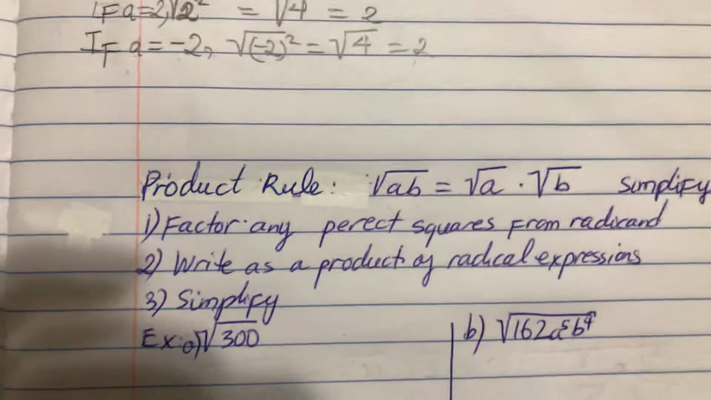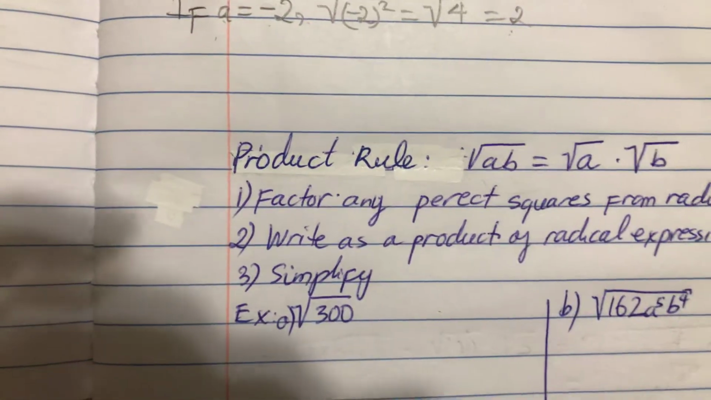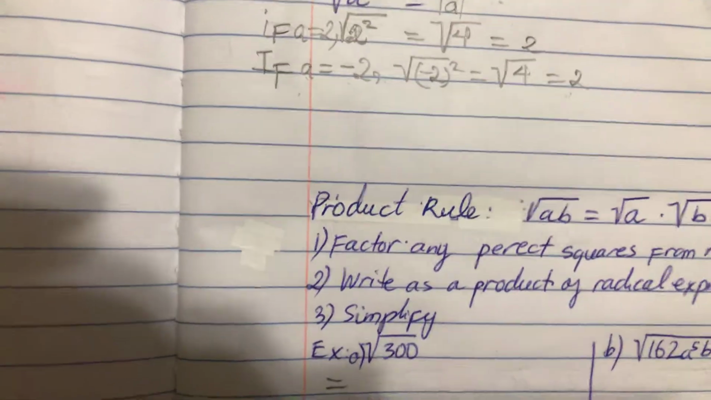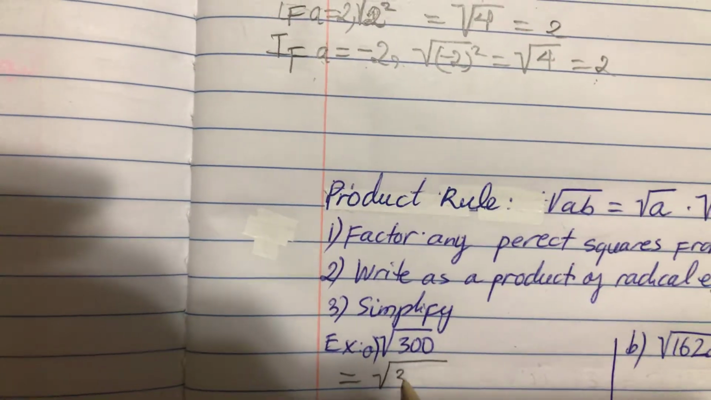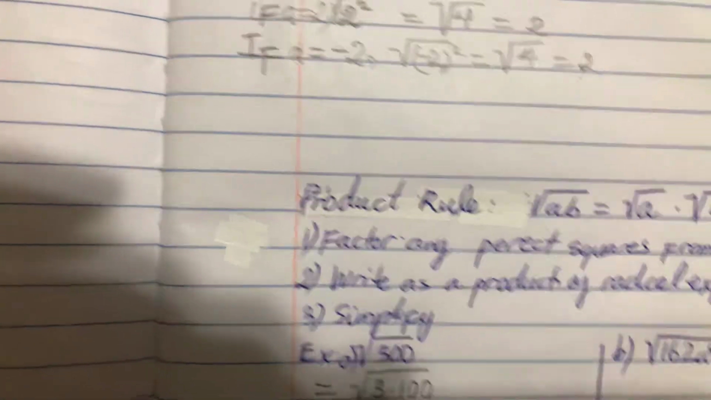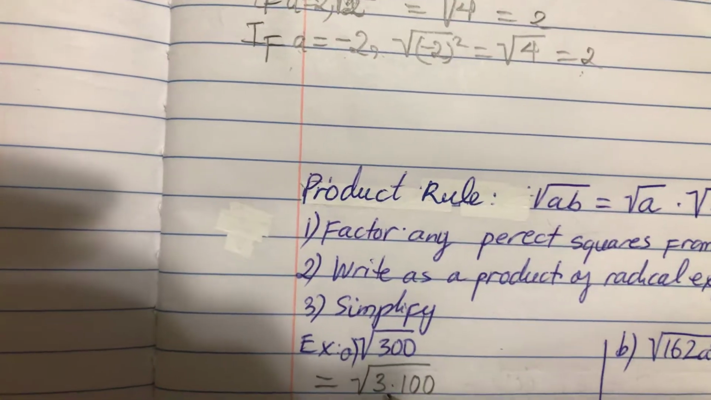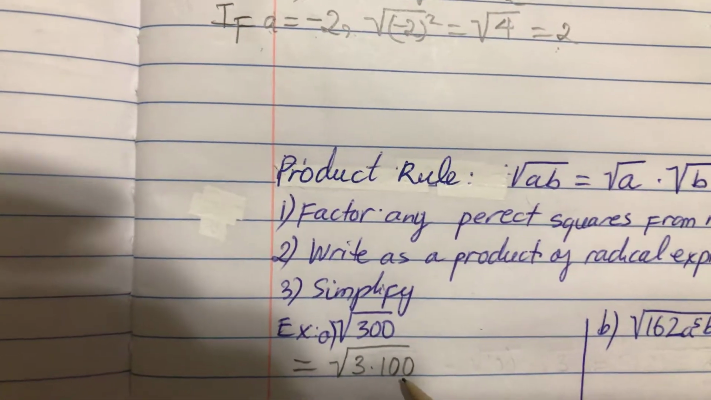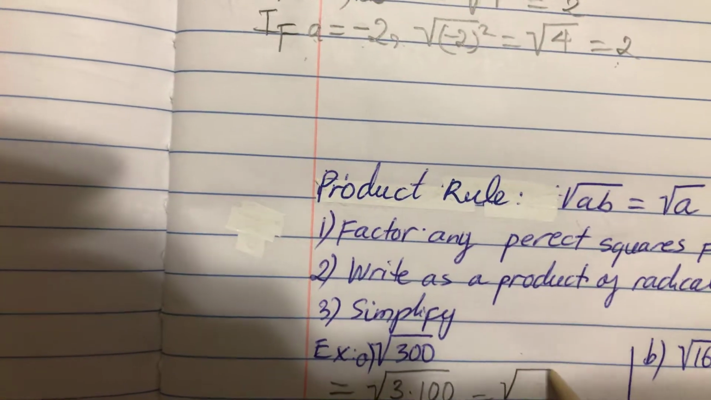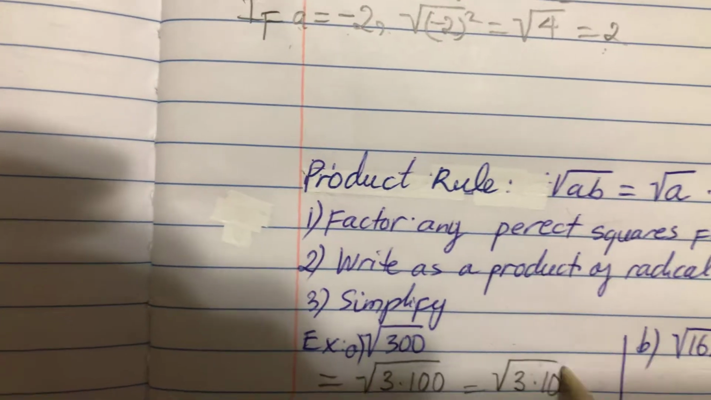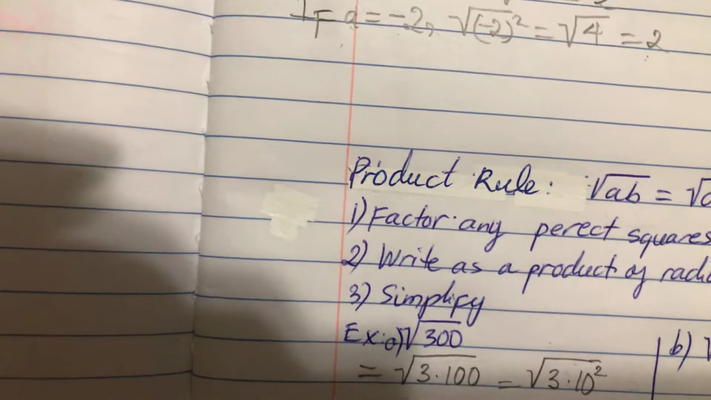So let's try example A. Square root of 300. I'm going to rewrite 300 as 3 times 100. Look, 3 is not a perfect square, 100 is a perfect square. So I'm going to write it as 3 times 10 squared. Is that okay? Yes.